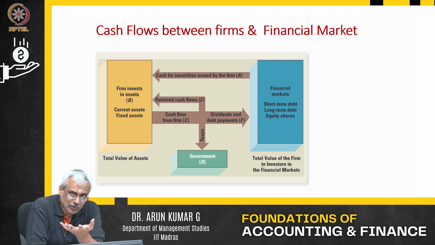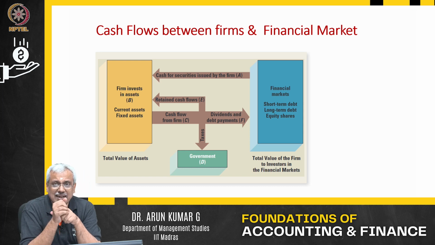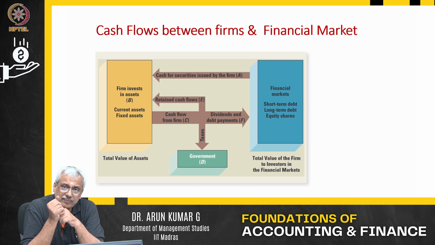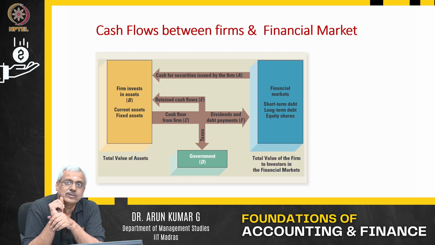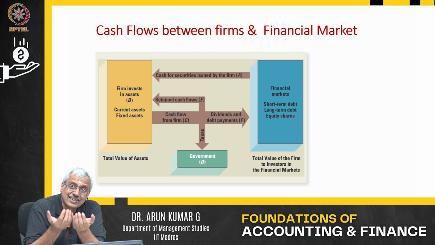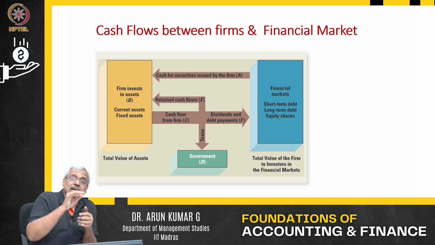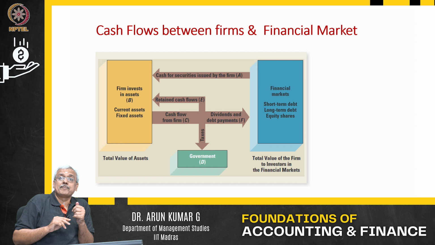Now, what does the firm do with that money? The firm invests in assets, fixed assets, current assets, whatever kind of assets, and then continues to operate the firm. When they operate the firm, there is a resultant cash flow that will accrue in the firm because of their operation, because of the utilization of the money that people have given. I will repeat.